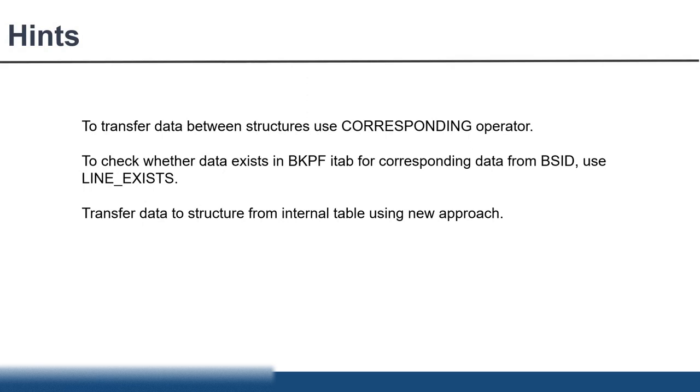These are the new changes you may have to accommodate in this requirement. To transfer data between structures, use the corresponding operator. To check if data exists in an internal table, you can use the function line_exists. To transfer data to a structure from an internal table, instead of using the read statement, use the new approach.